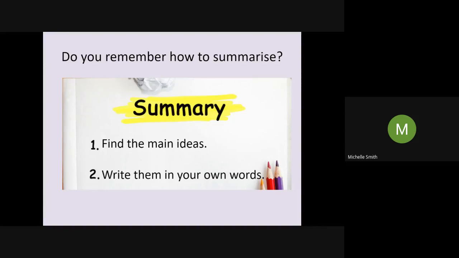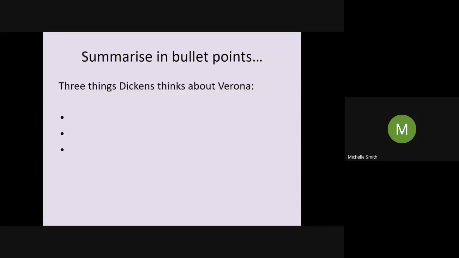Okay, so I want you to bear that in mind for our first activity, which is summarising bullet points, 3 things Dickens thinks about Verona. So remember, our own words. So I don't want you to just directly quote from the text because that wouldn't be your own words. 3 things, and because they're bullet pointed, obviously they're going to be quite short and snappy.